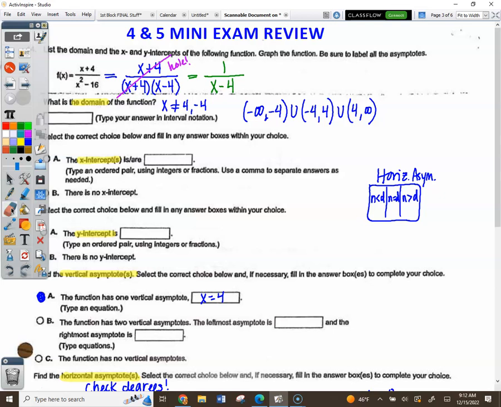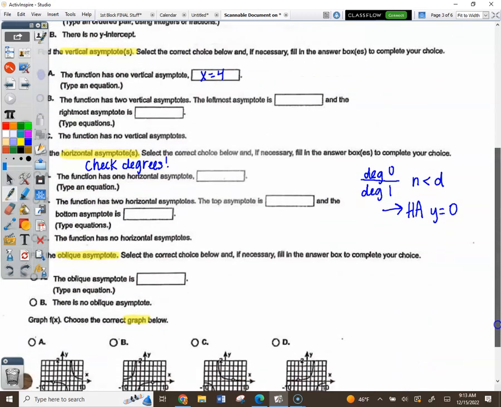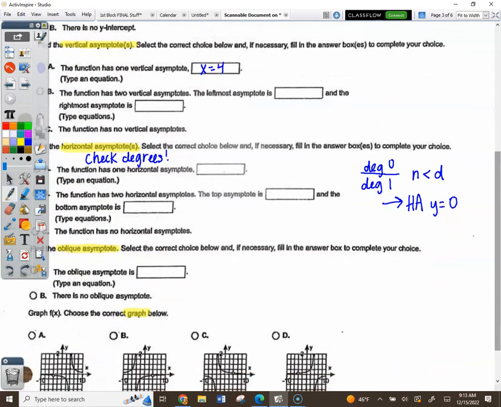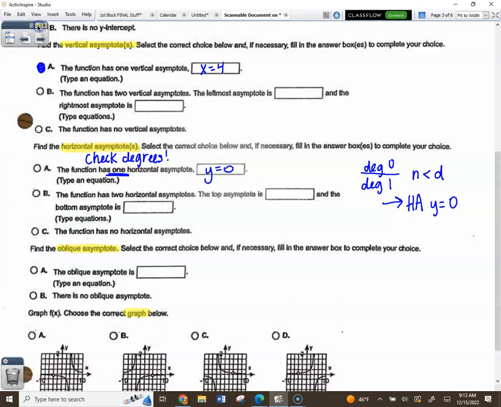So the answer for this one, ours was what scenario? Yeah, our scenario here was that the numerator was less than. So it's just that there's one HA and it's y equals 0. You do have to watch those answer choices to make sure that you're not accidentally selecting where it says there's two. Oh, well, no, if you select 2, then they do give you 2 boxes, so that should catch you.